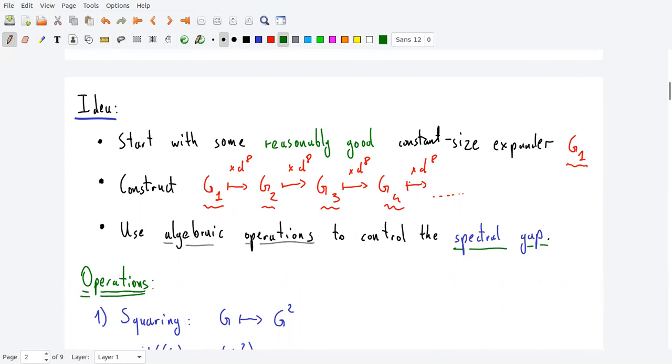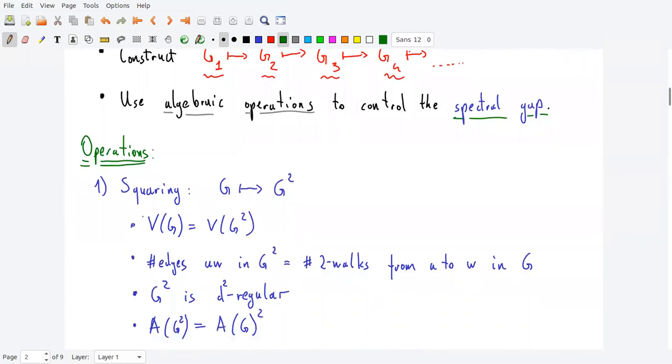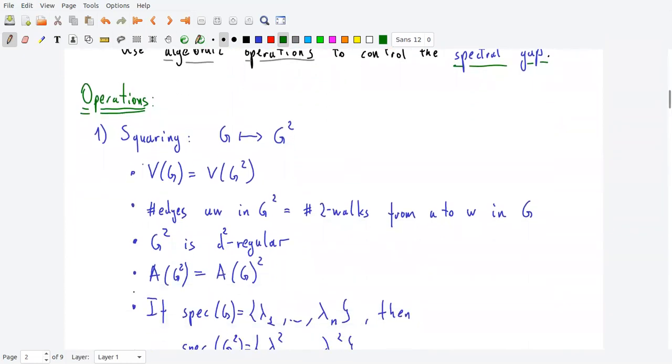One operation we have already seen during the previous lecture, and this is the operation of squaring a graph. So from graph G, I can get a graph G squared. The graph G squared is a graph on the same vertex set as the original graph. And how do we define edges in G squared? Essentially, we are defining them using walks of length two in the original graph.